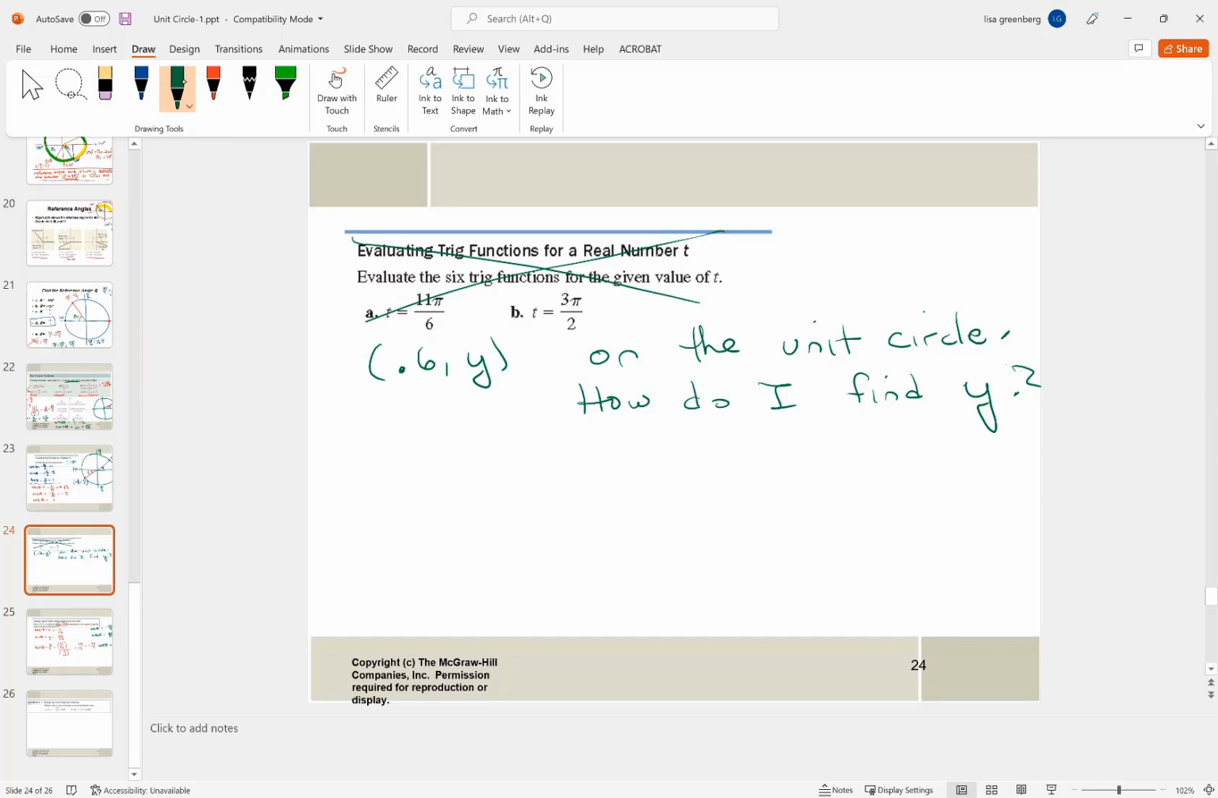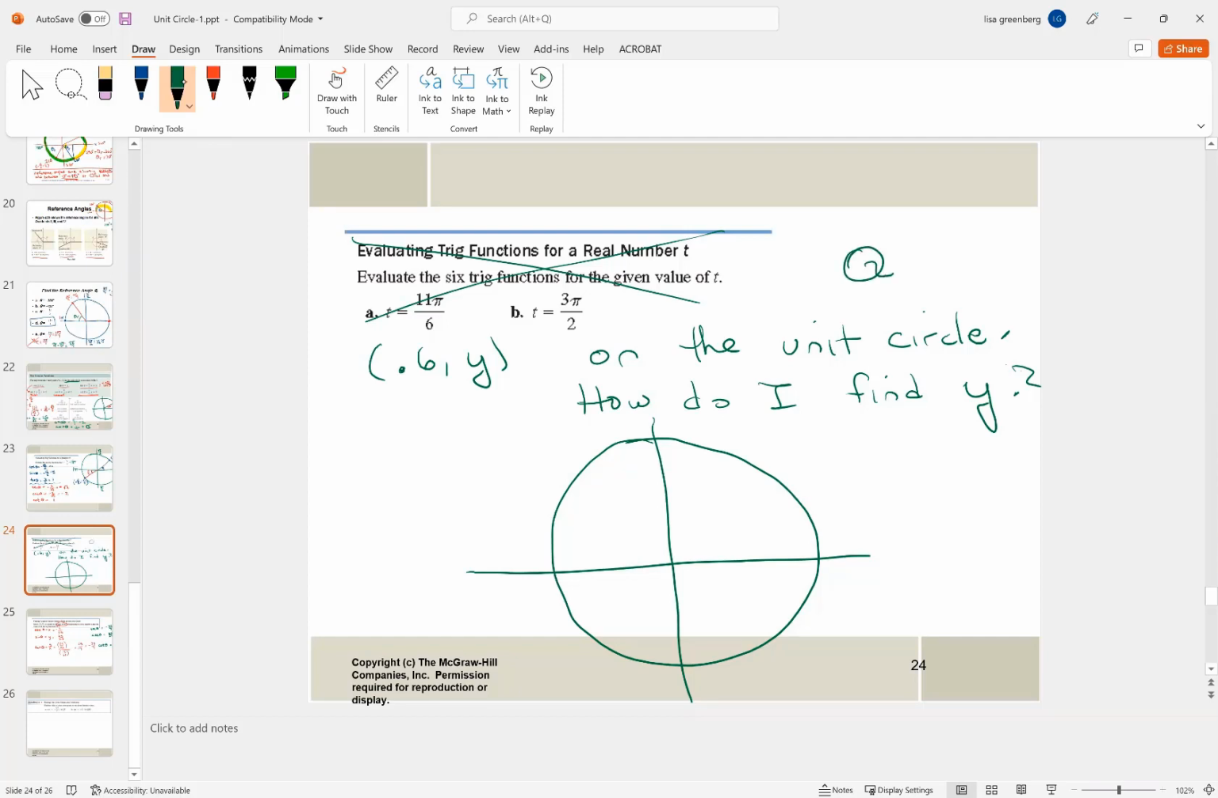So what I'm going to do is look here. I'm going to just put this on my circle. And it's not telling me what quadrant I'm in. So let's just assume we're in quadrant 1 here. And here, let me draw a line. What I'm drawing here is this is 0.6 and this is y, right? And then we know that the hypotenuse, since it's on the unit circle, has got to be 1, right?